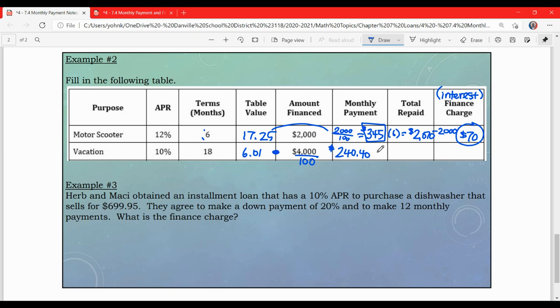I'm paying this for 18 months. So that means I'm going to repay a total of $4,327.20. To find the finance charge, I can subtract off the amount financed, and that's going to give me $327.20. So that's how much we're going to pay in interest.